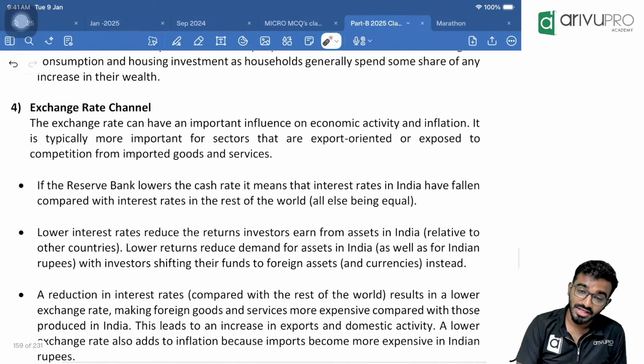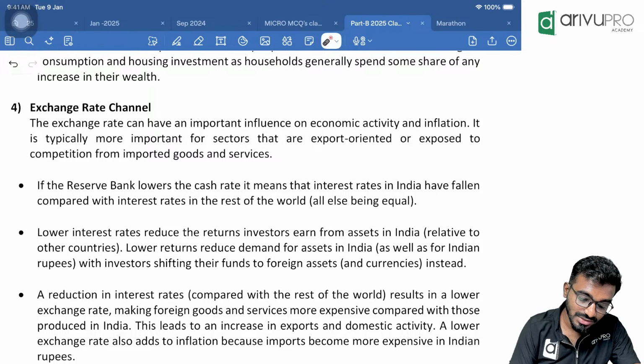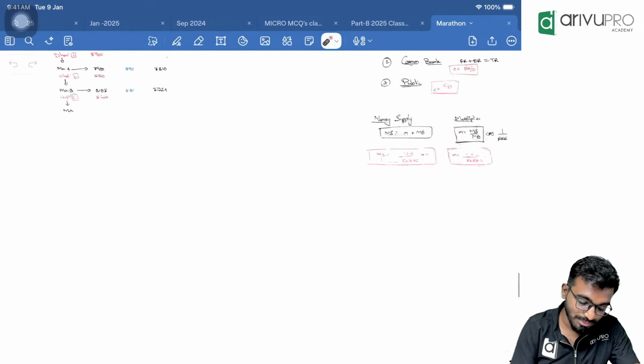Exchange rate channel. See, next in chapter 9, I will speak about this. At the moment, I will just give you the outline of exchange rate channel. See, simple concept.